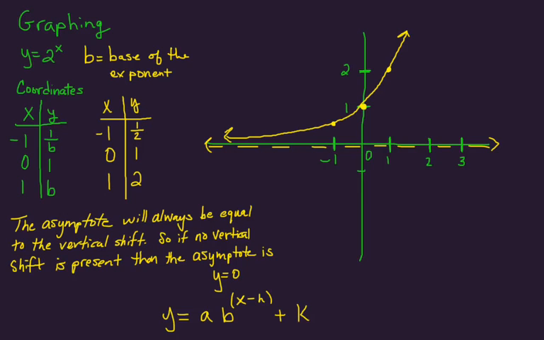You know that A talks about stretches and shrinks and reflects over the x-axis. You know that H shifts it left and right, horizontally. You know that K is a vertical change, up or down. If you read my little statement above that, K is that vertical shift.